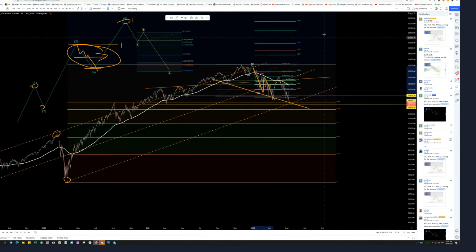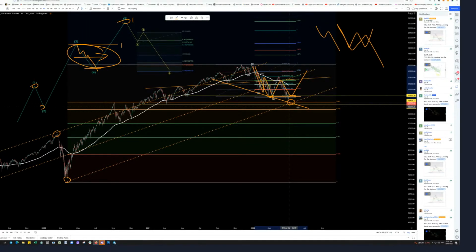Right, so we have 3 types of ABC corrections. We have one like that. We can have an A, B, and a C, like a double bottom. Or we have a deeper one, that could be A, B, and a deeper C. So right now, you can see that the double bottom didn't quite work out. That would have been our A, B, C, and then up. And so we passed that point.